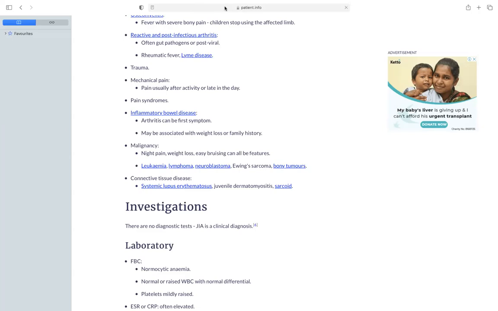Okay, let me read some important points from the chat. Nothing much. Dr. Kumar has written neutropenia: if neutrophils are less than 500, should stop methotrexate. Okay, this is the side effect.